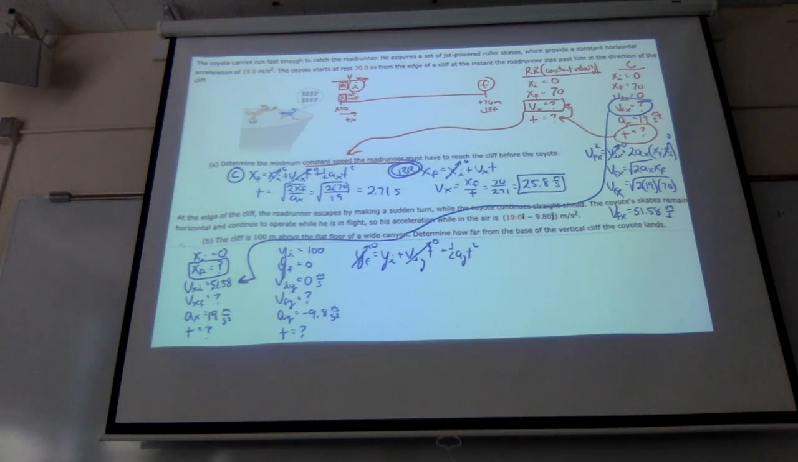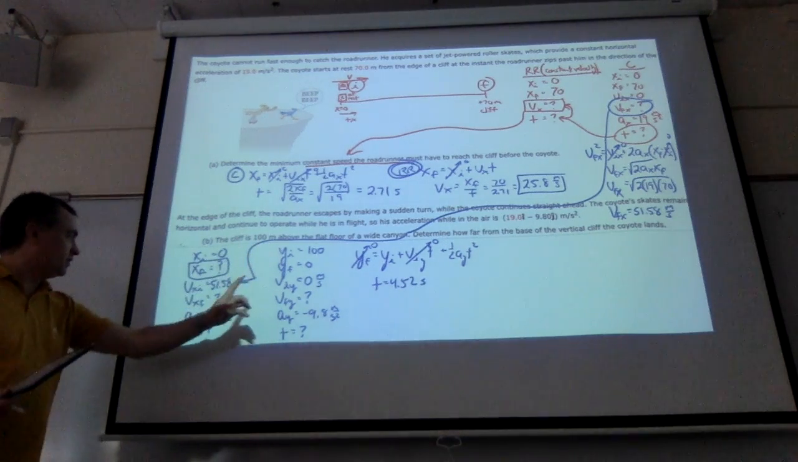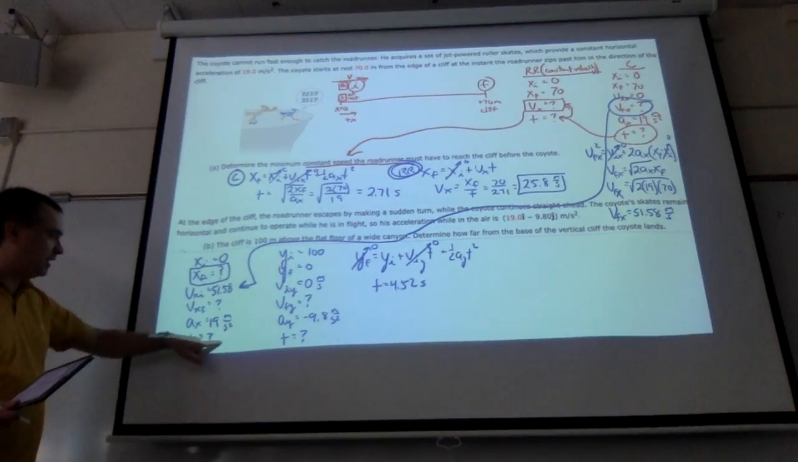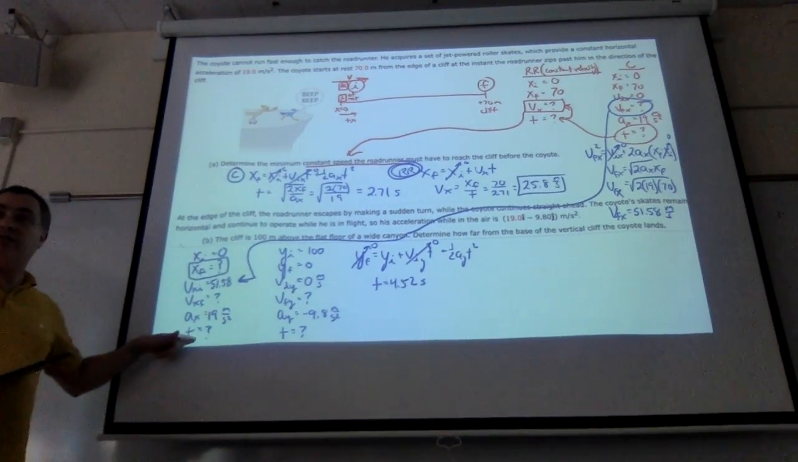Anybody have a time for me yet? 4.52? Yeah, okay. I like that. So T is 4.52. That's how long the coyote is in the air. But we're trying to find the horizontal distance. In other words, we're looking for XF. But now that I have time, that's something I can find.